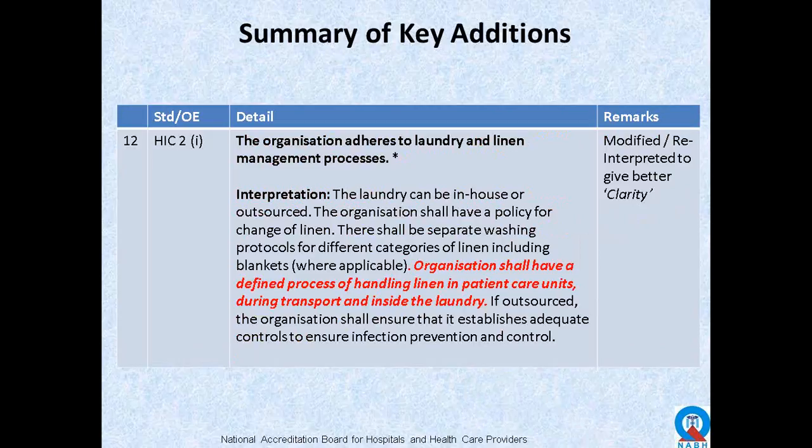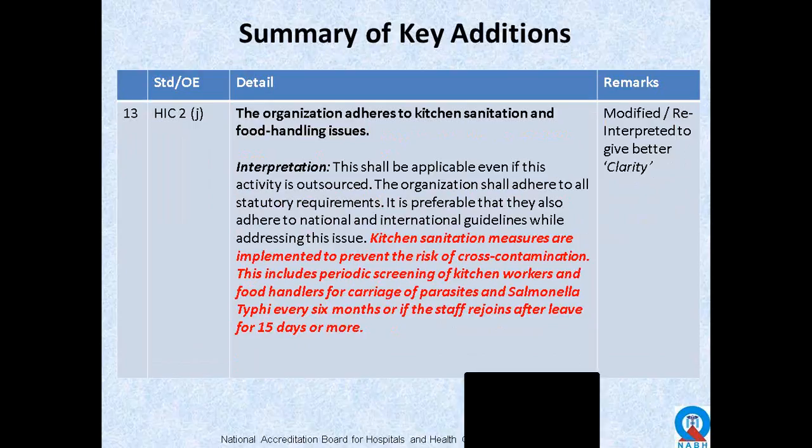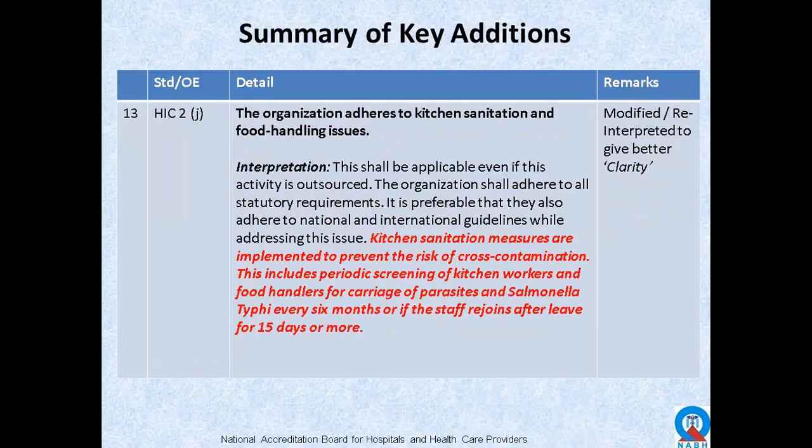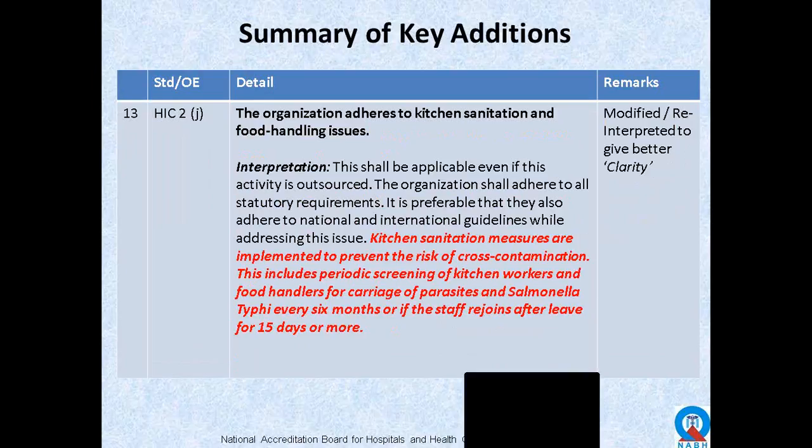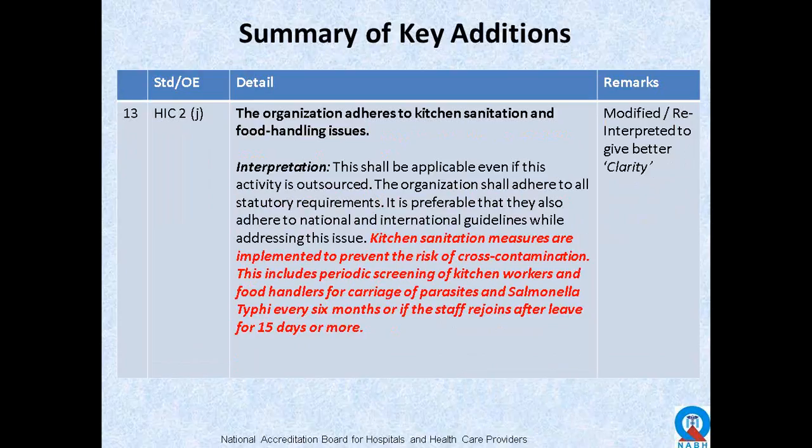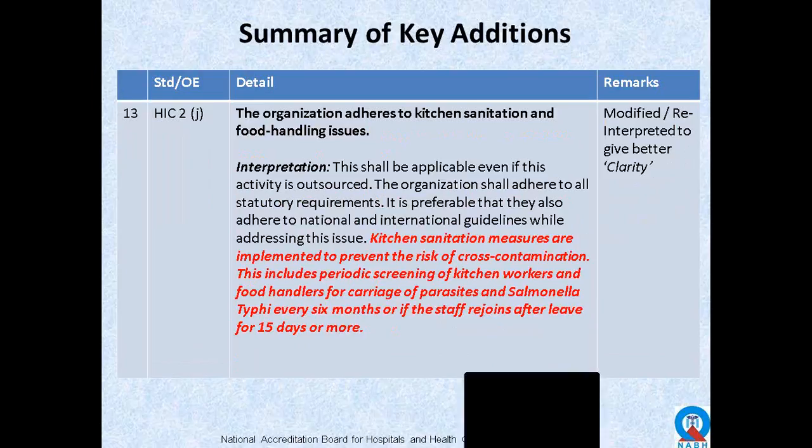Here, there has been a modification. Organization shall have a defined process for handling linen in patient care units during transport and inside the laundry. This has been added by improving the clarity of the interpretation. Organization adheres to kitchen sanitation and food handling issues. Kitchen sanitation measures are implemented to prevent risks of cross-contamination, and this includes periodic screening of kitchen workers and food handlers for carriage of parasites and Salmonella typhi every 6 months, or if the staff rejoins after a break of 15 days or more.